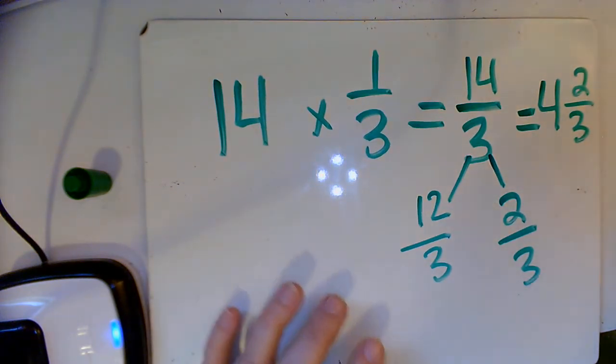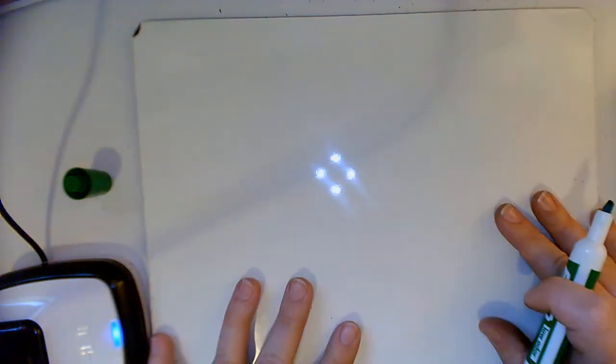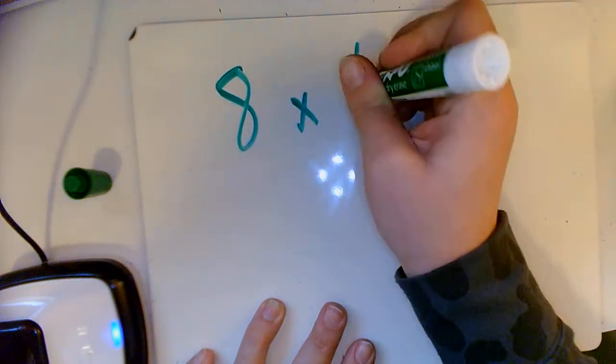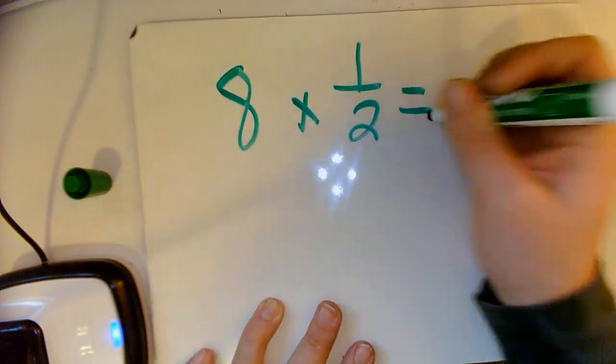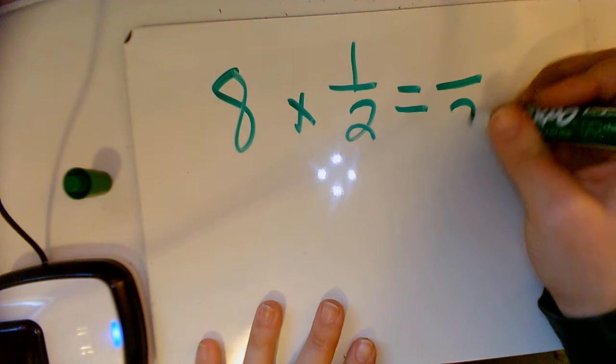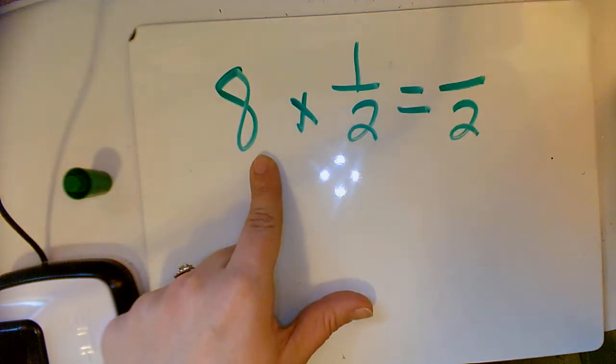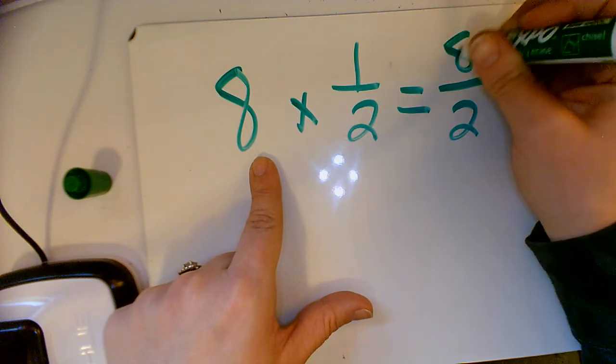All right, last one for the day. Hopefully you guys are doing okay with this. Remember, if I'm going too fast, you can always pause or rewatch the video as we're going through. 8 times 1/2. We know our denominator is going to stay the same. 8 times 1 gives us 8.